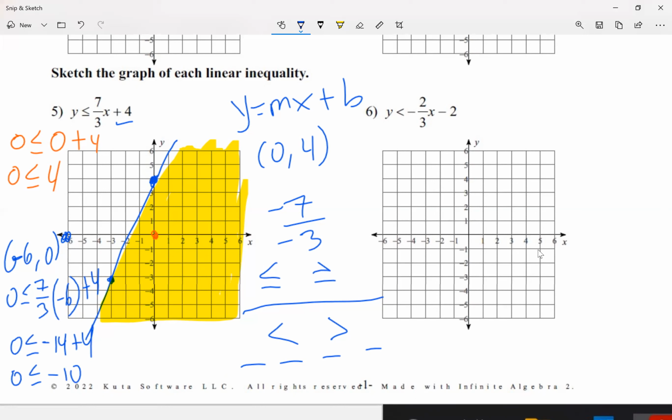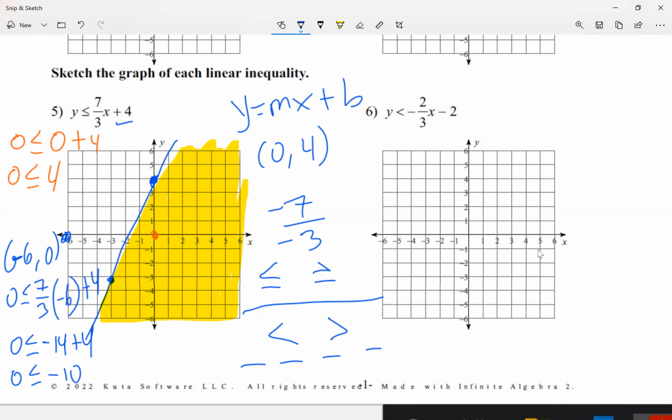So like I said, the way I'm going to check which side is correct: my line separates my graph into 2 sides. One side makes sense, the other side makes no sense. I'm going to choose a point from one of the sides. If it makes sense, well, that's the side that makes sense. If it doesn't make sense, well, it's the other side.